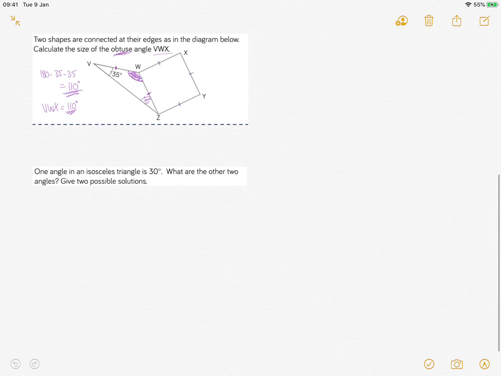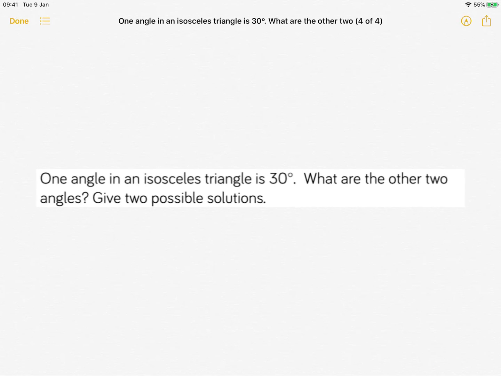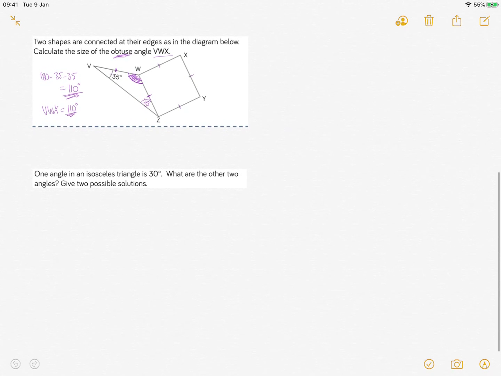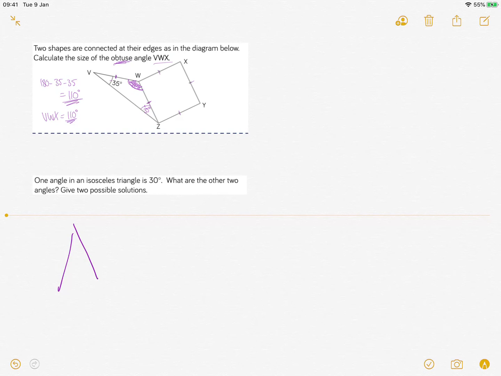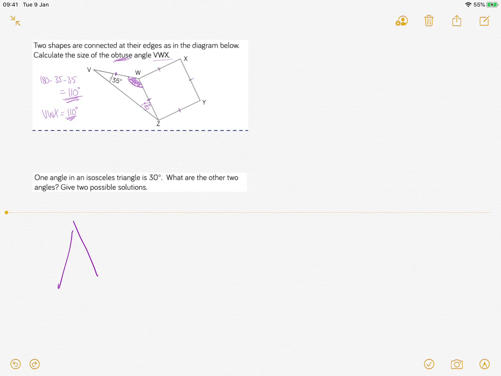Right, next up. One angle in an isosceles triangle is 30 degrees. Actually, I'm going to give myself a bit more space for this one. One angle in an isosceles triangle is 30 degrees. What are the other two angles? Give two possible solutions. Okay, so they haven't given us a diagram here, so let's draw one ourselves. Doesn't have to be perfect, doesn't even have to be with a ruler, as mine isn't. Actually, I'm just going to draw it a bit bigger to give myself more space.